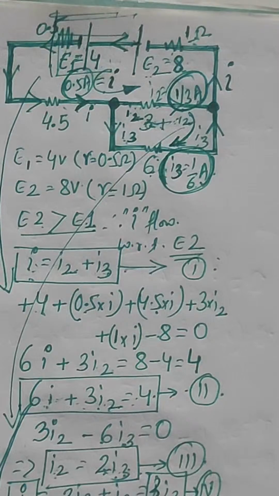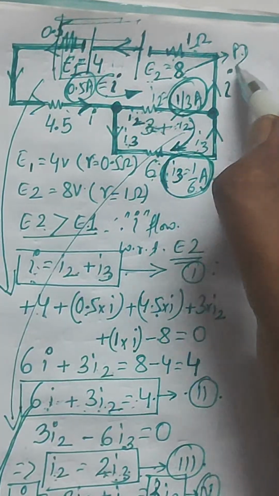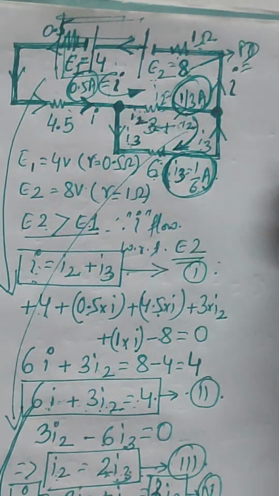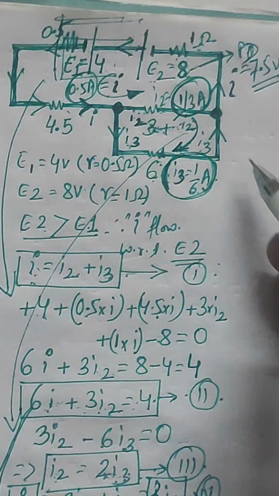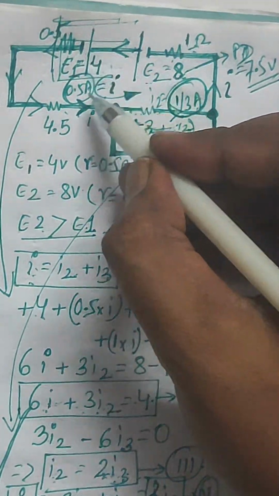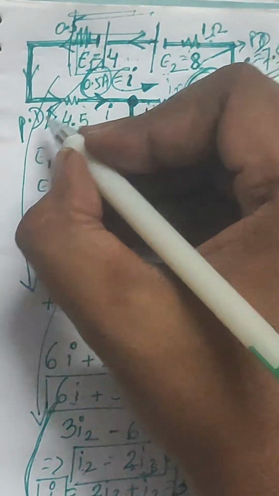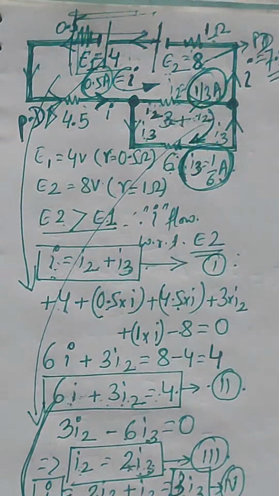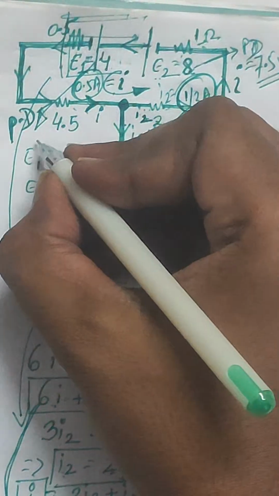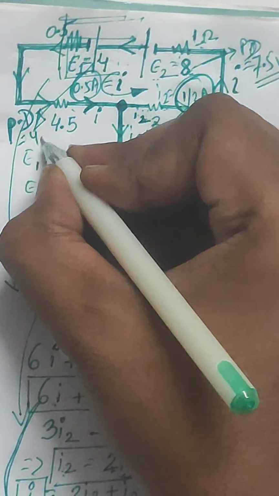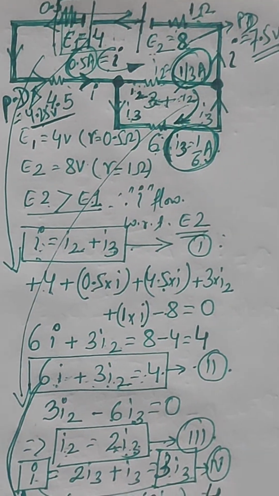So here you can see for this 8 volt the potential difference was nothing but 7.5 volt, right? And for this 4 volt source, the potential difference is nothing but this 4.25 volt, right? So in this way students we have solved this question, right?